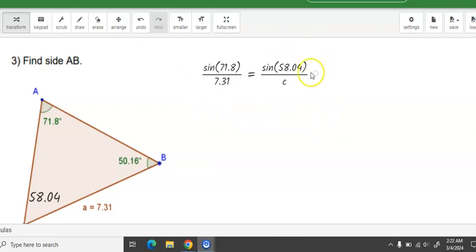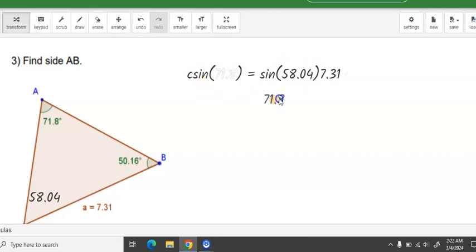Alright, so now that I've corrected this angle here, we're going to cross multiply both sides, and then we're going to divide by the sine of the 71.8 degrees. And then we're going to simplify the fraction here, get the numerator, get the denominator, and then divide. So the final answer for side C is 6.529.